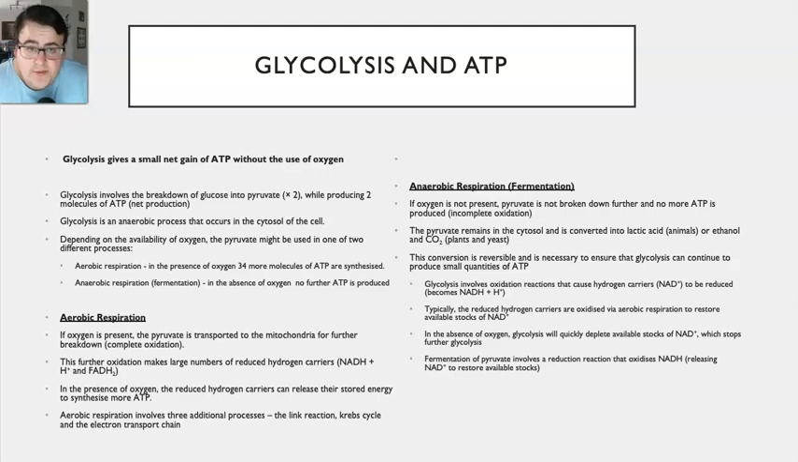If we go through aerobic respiration, we're going to be breaking down pyruvate in the presence of oxygen, and we're going to create 34 molecules of ATP. So aerobic respiration creates 36 molecules of ATP in total. Whereas if we go through anaerobic respiration or fermentation, we're breaking down pyruvate in the absence of oxygen, and we're not going to create any further ATP. Anaerobic respiration is only going to create 2 molecules of ATP, which were the ones produced in glycolysis.